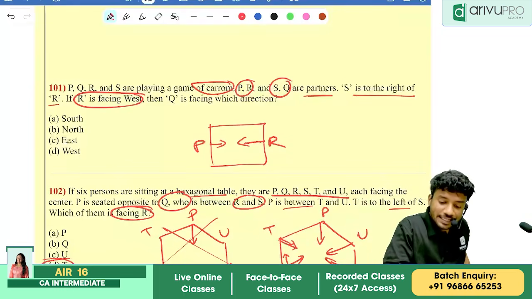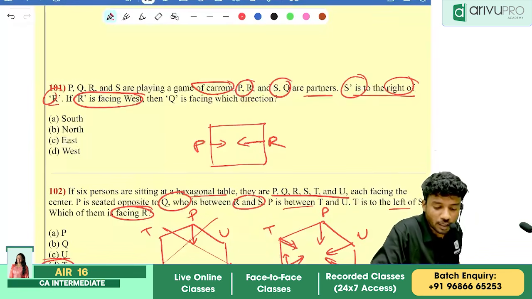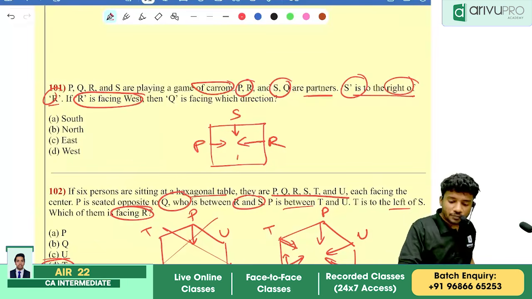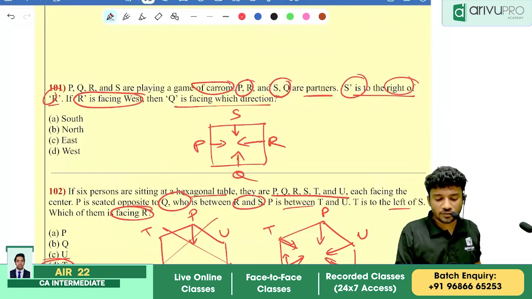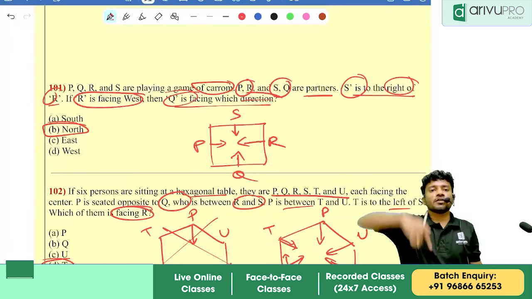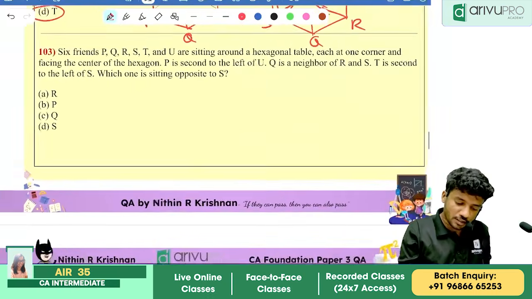Then S is to the right of R. S is to the right of R means up or down? Up. So S is to the right of R. Then who is remaining? Q is remaining. The question is, Q is facing which direction? North direction. We know up direction means north direction. Good. Next question, people.